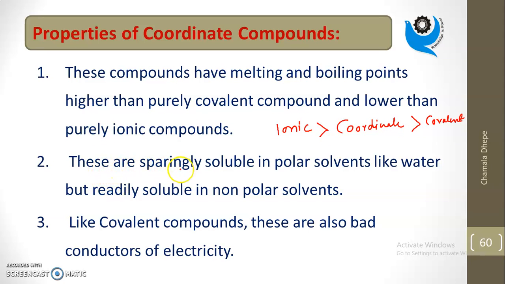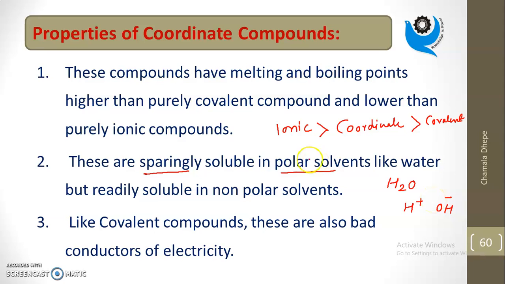Next, these are sparingly soluble in polar solvent. Sparingly means what? Partially soluble. These are not completely soluble in the polar solvent. Polar solvent, example I have given you: water, H2O. How is it going to form ions? H plus and OH minus. That's why it is called polar. Two poles are developed. That's why it is called a polar solvent. Always remember, water is a polar solvent.